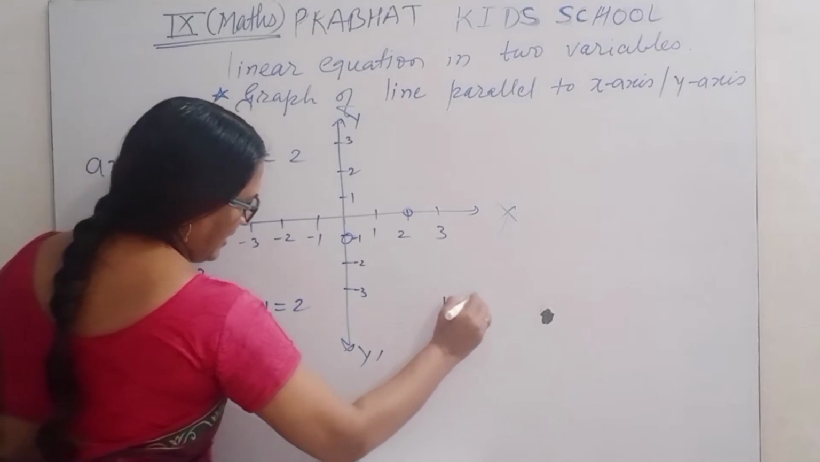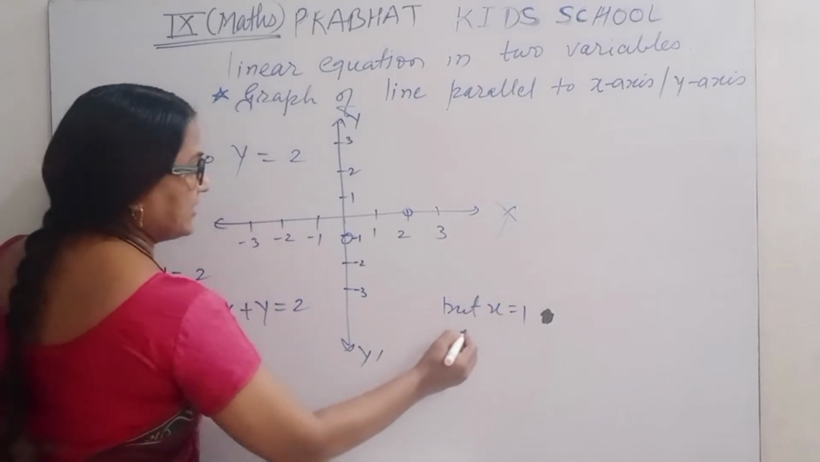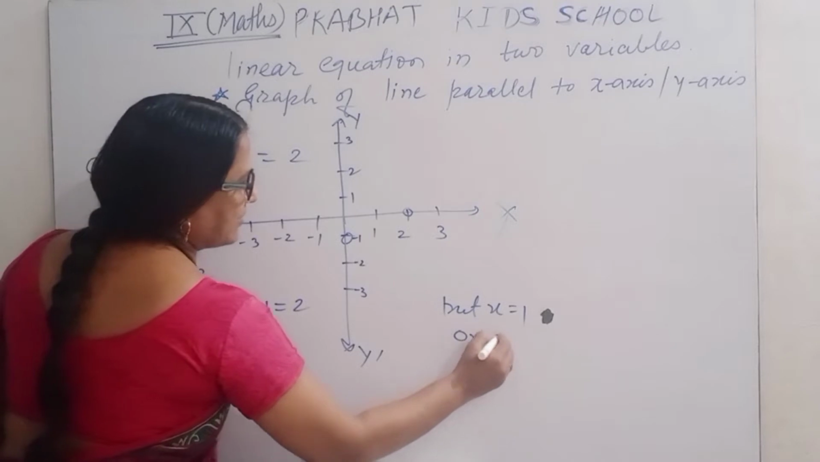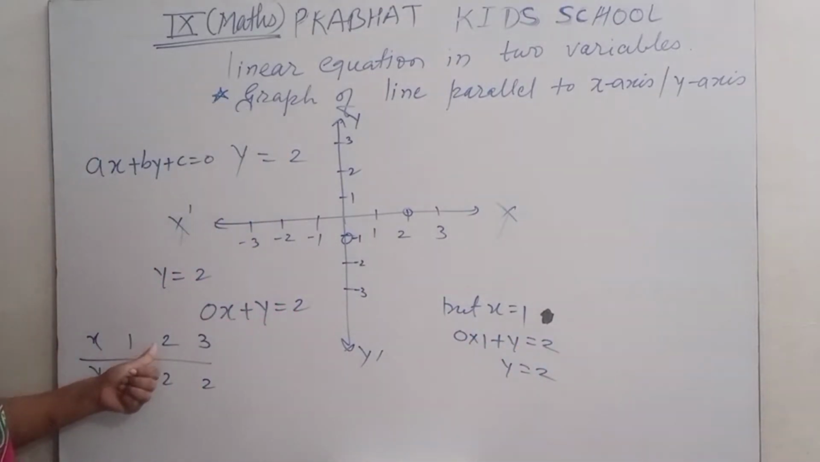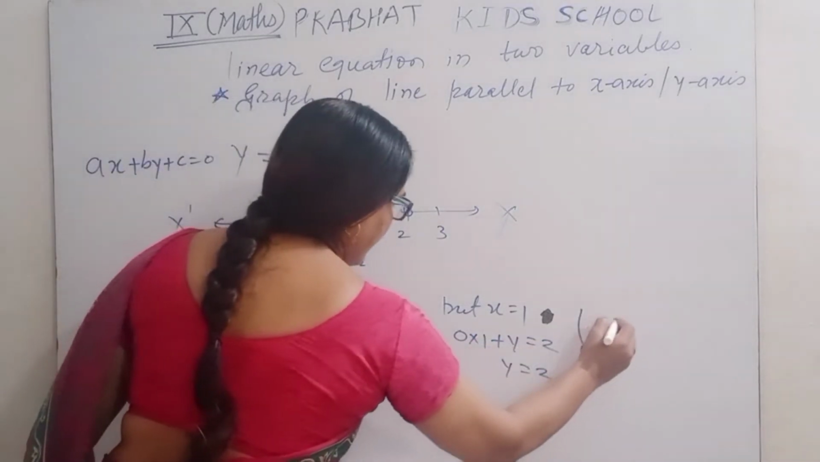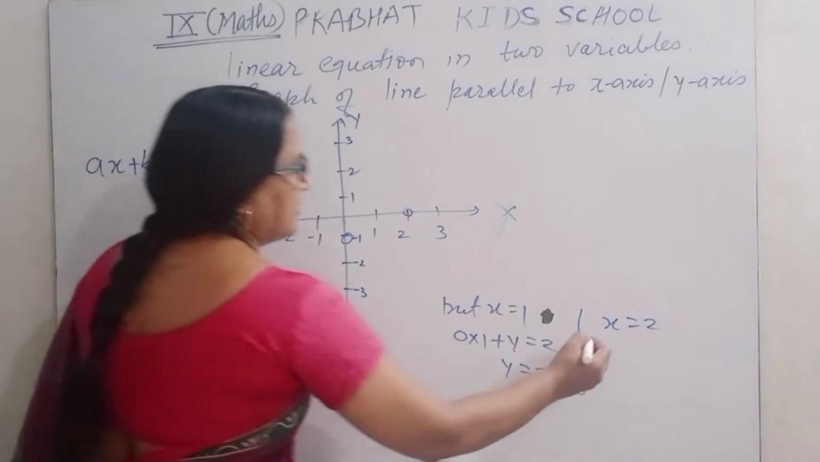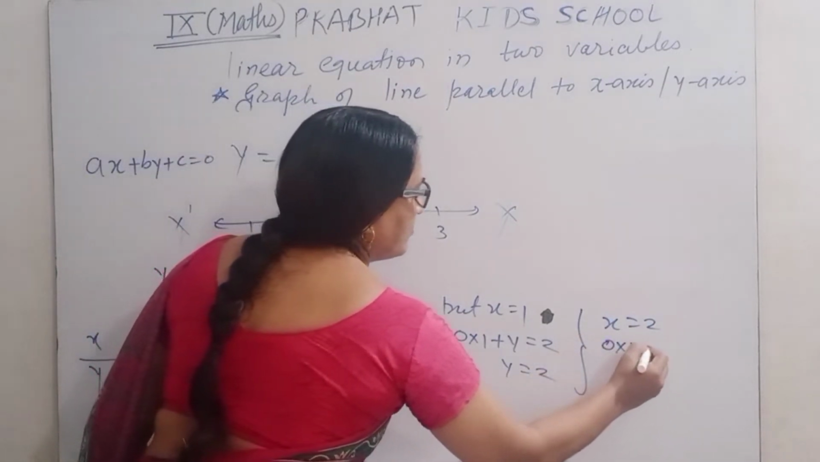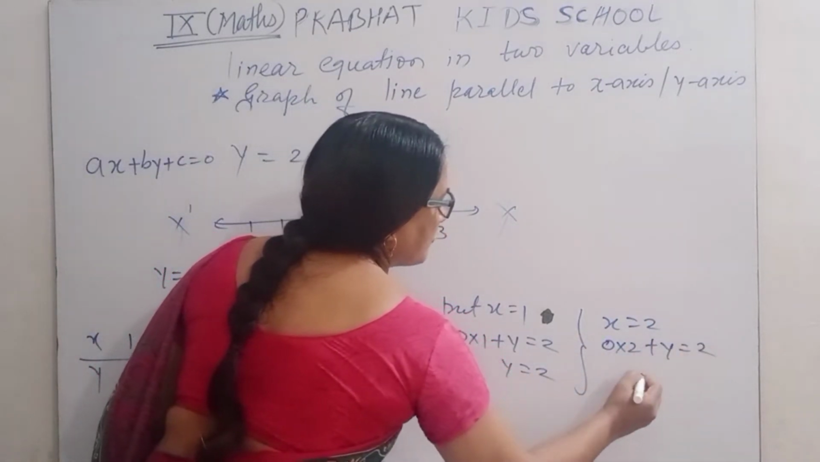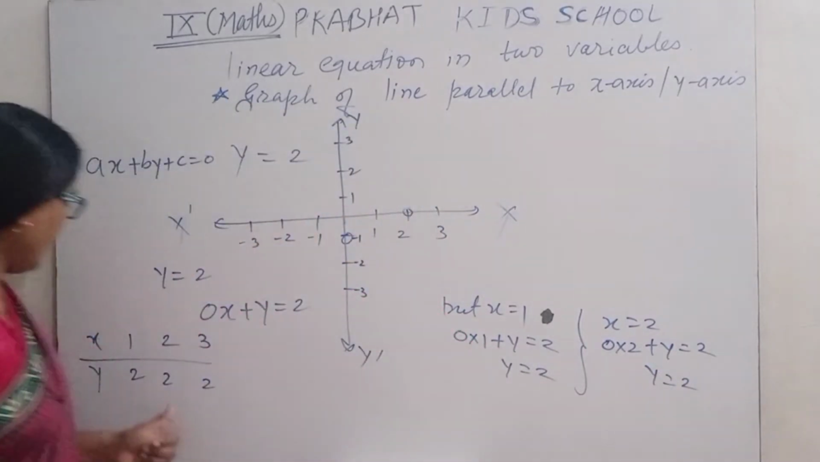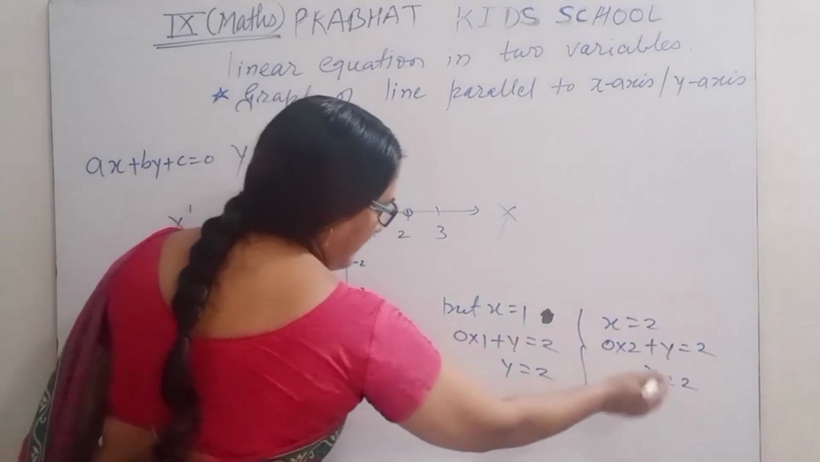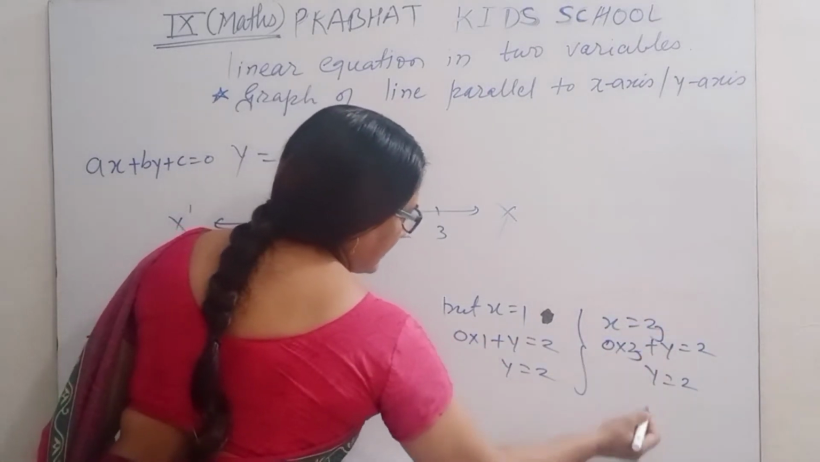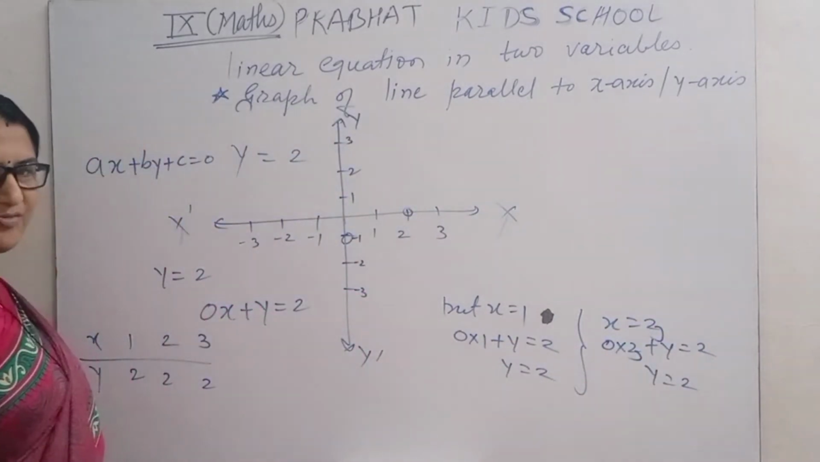Suppose we put x equal to 1, then the equation is 0 multiplied by 1 plus y is equal to 2, which means y is equal to 2. When x is 1, y is 2. Put x equal to 2, then 0 multiplied by 2 plus y is equal to 2, which means y is equal to 2. When x is 2, y is also 2. Put x equal to 3, so it is again y is equal to 2, like this.